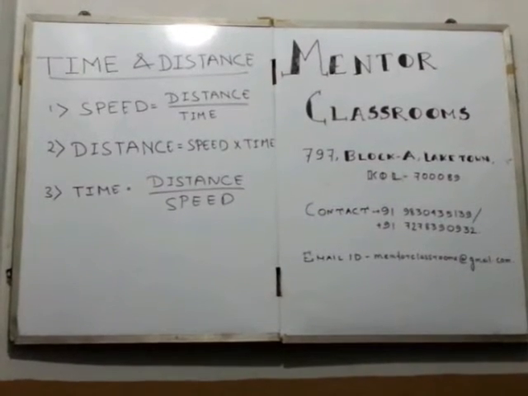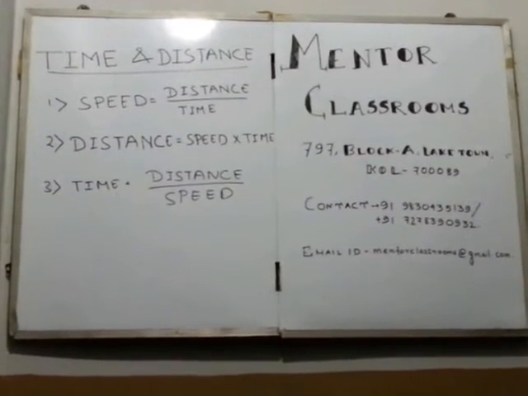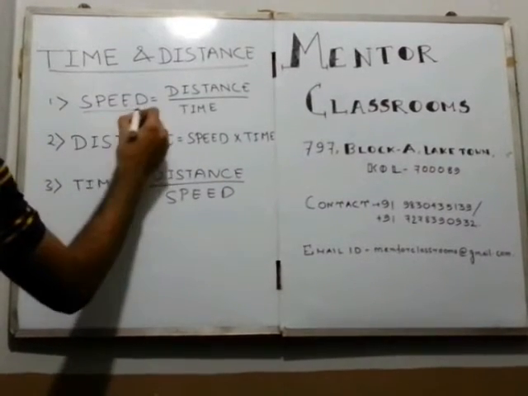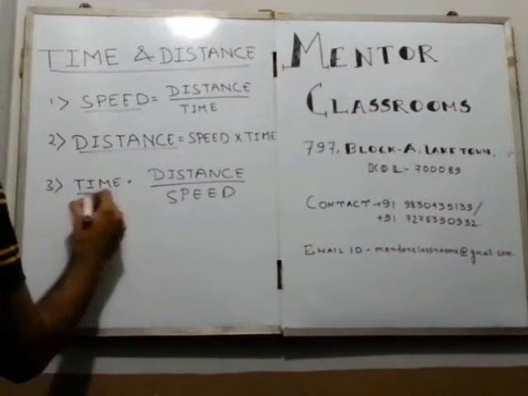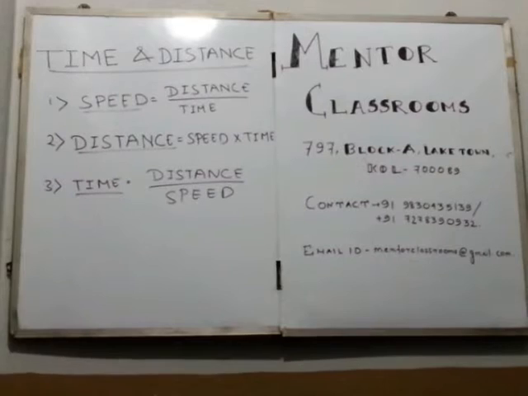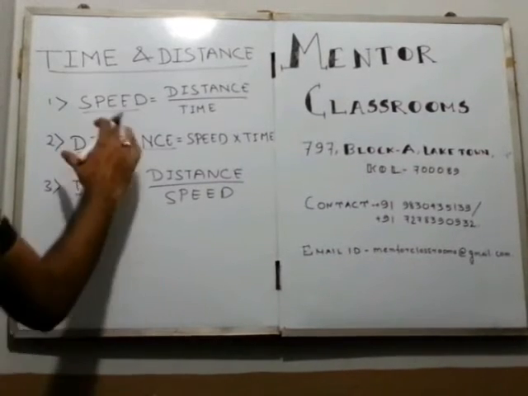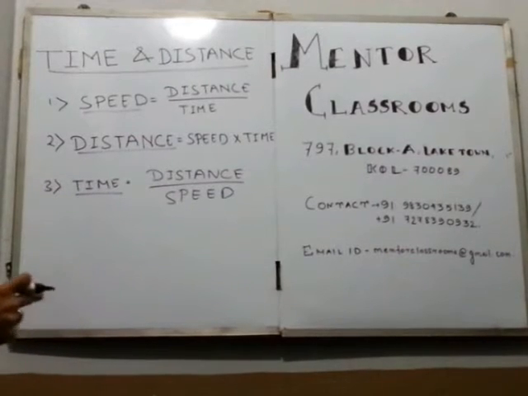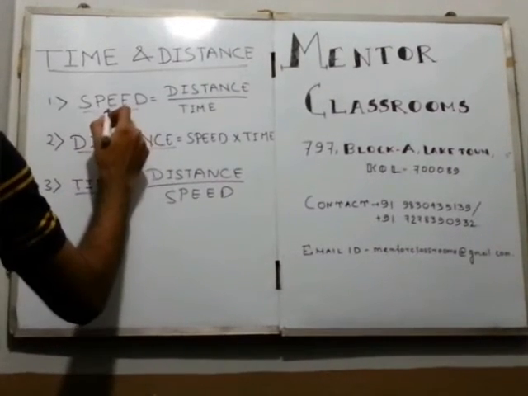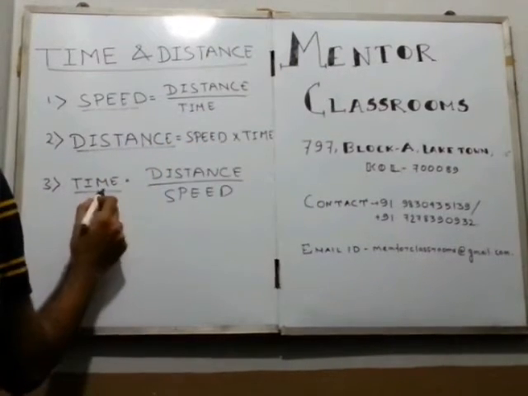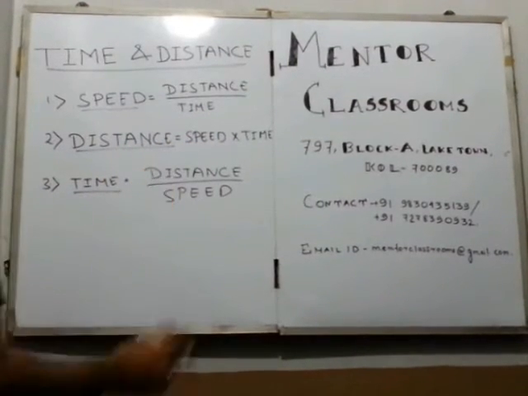Now guys, the time and distance chapter deals with three basic entities, and those are speed, distance and time. The basic formulas are nothing but the interrelationships among these three entities, and as you can see, these are the basic formulas for time and distance. Speed equals distance by time, distance equals speed into time, and time equals distance by speed.